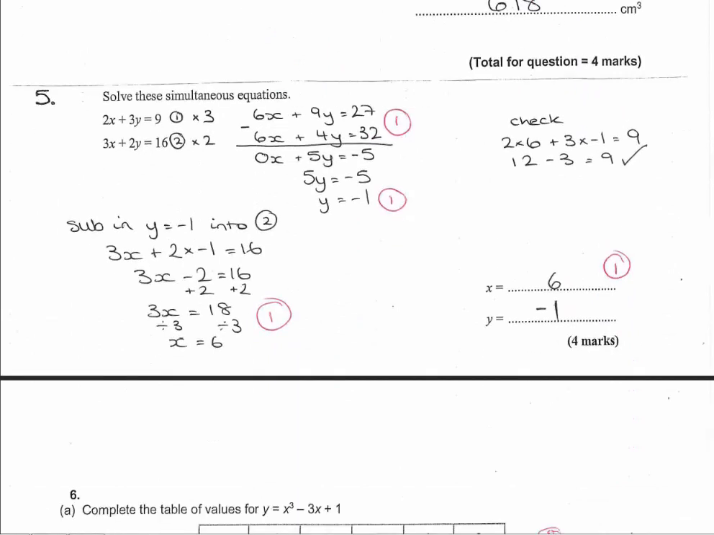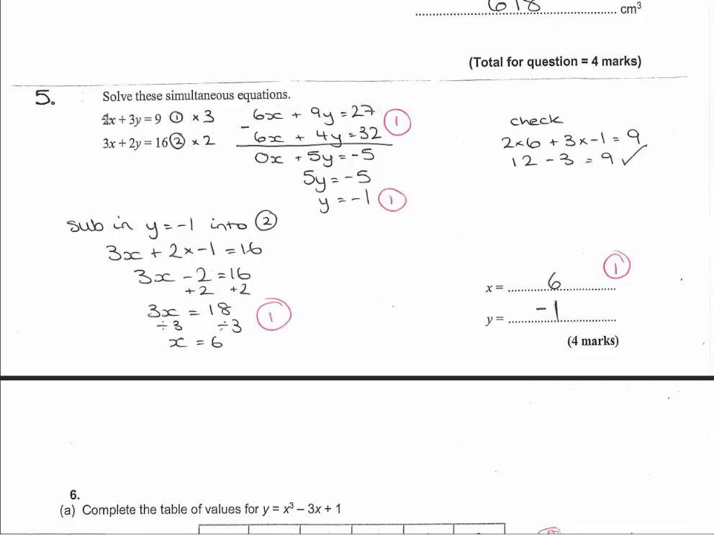Solve these simultaneous equations. Well, what you've got to do is make either the x's the same or the y's the same. Both things here are positive, so it really doesn't matter. We could make the y's the same or the x's the same. This person has chosen to make the x's the same by multiplying everything here, and that's important, everything here, by 3. 3 times 2x is 6x, 3 times 3y is 9y, and 3 times 9 is 27.